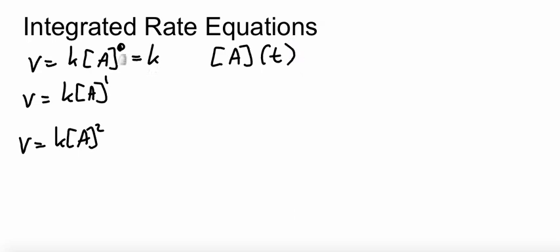So what we'll do is we'll do all three types of reactions, 0th, 1st, and 2nd order reactions, and show how we can get an integrated rate equation. We'll start with 0th order. So for a 0th order reaction, v is equal to k, and this is actually a differential equation.